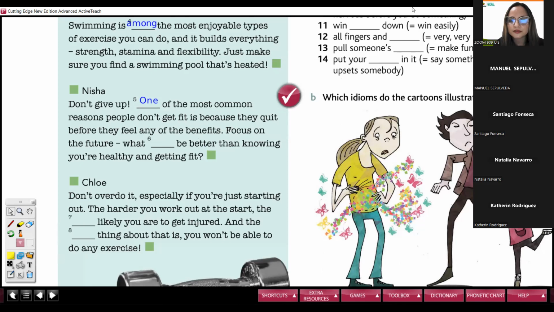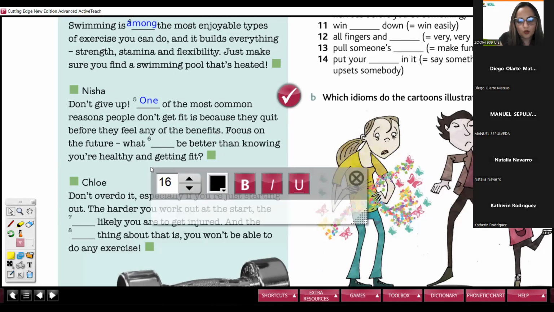What's going on in the chat? Jorge says would. Would is a good option. What would be better? Yeah. But remember the pattern we learned? Which one, Diego? Good. Could better? Could. Very good. Thank you so much for your help. And that is in our patterns. Remember that. You guys have it there in the slide. So what could be better?